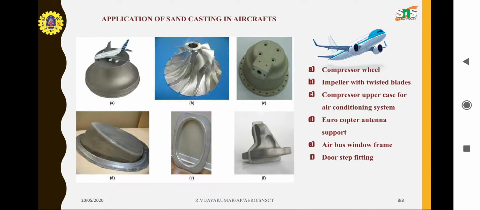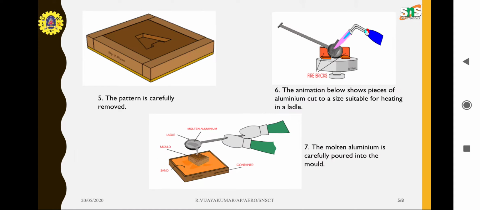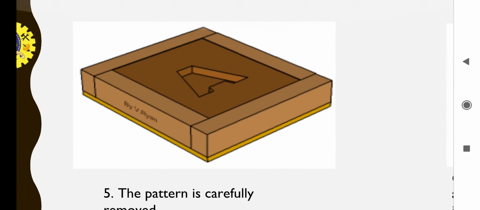There is a difference between pattern and casting. We should not get confused about what is casting and what is pattern. A pattern is used for forming an impression in a material. For example, you can see the fifth image, the pattern is carefully removed. The only purpose of the pattern is to produce an impression. You can see the fifth image carefully, this is the role of the pattern.